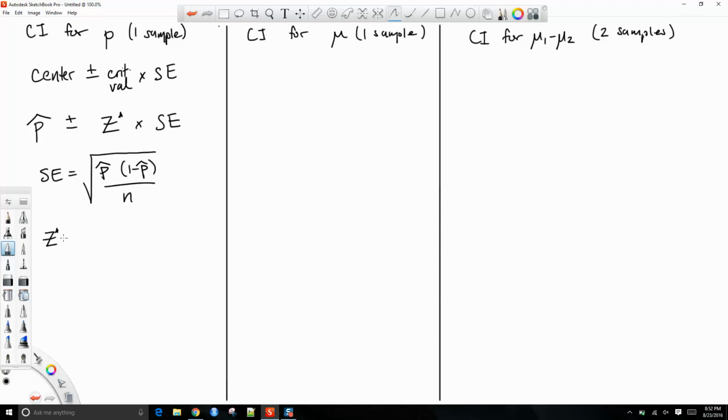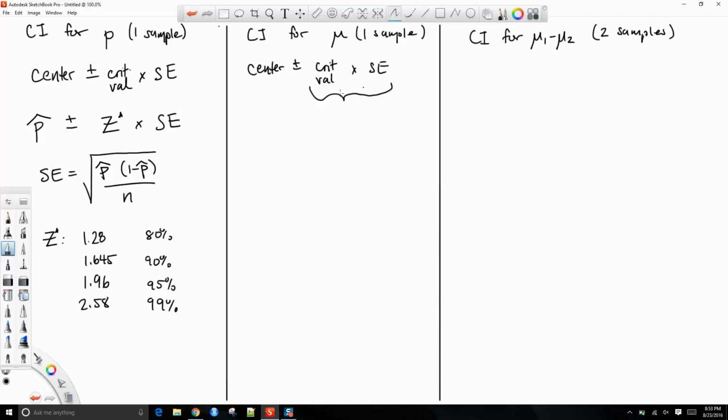Z star has 4 values: 1.28, 1.645, 1.96, 2.58. These are 80%, 90%, 95%, and 99%, okay? So again, here, center plus or minus the critical value times the standard error. The critical value times the standard error together, what's that called? Margin of error.